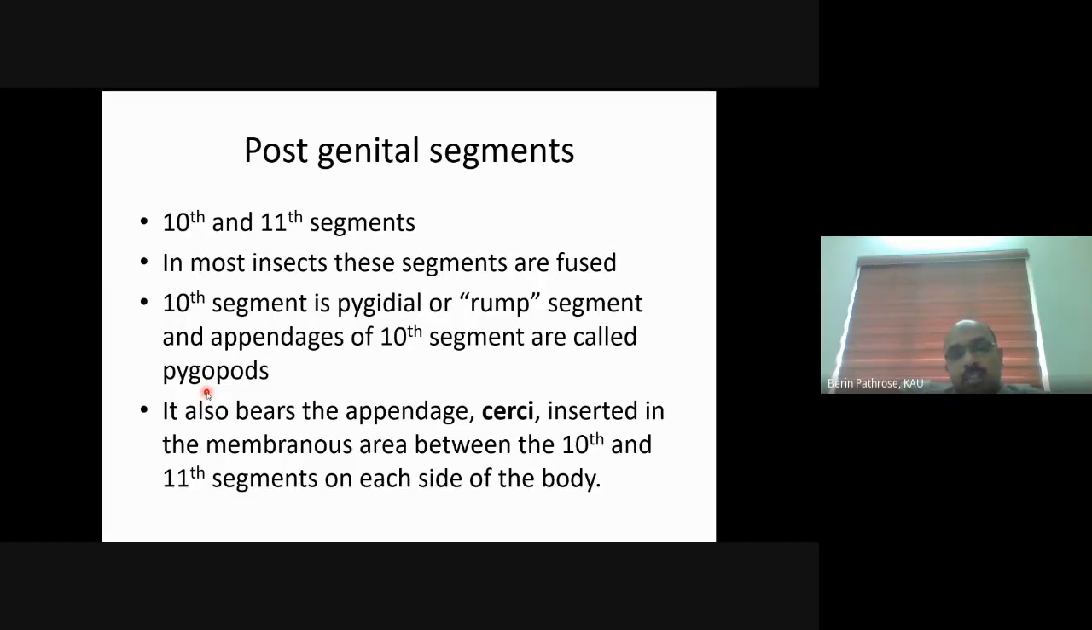So just remember that the 10th abdominal segment is called the pygidium or rump, and this postgenital segment bears an appendage called cerci, which is very common in many insect orders. We have a pair of cerci, which arises from the membranous area between the 10th and 11th segments on each side of the body.